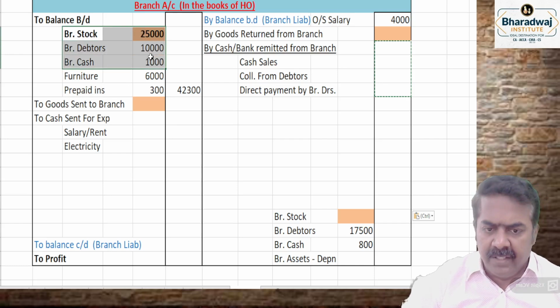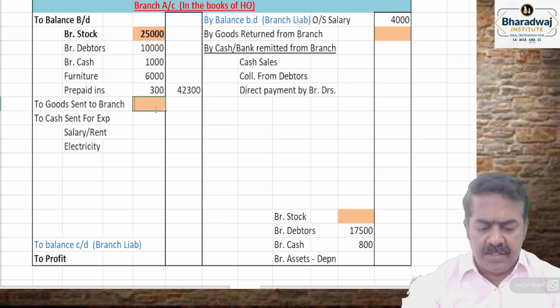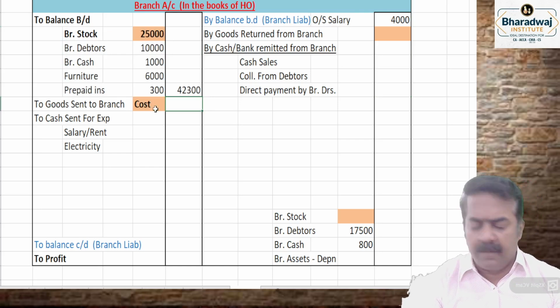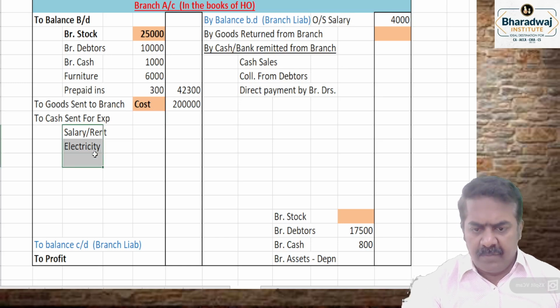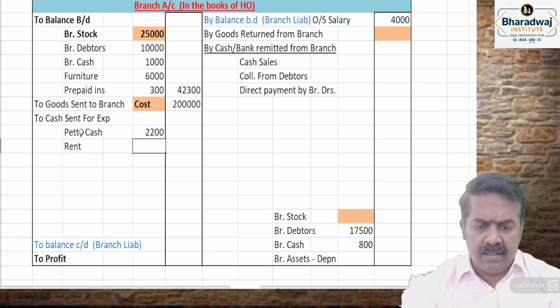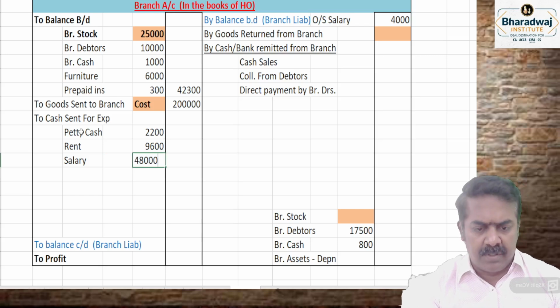Opening stock, opening debtors, opening cash, opening furniture, prepaid insurance, we recorded. Goods sent to branch at cost is only given. What is the goods sent to branch given? 2 lakhs. Head office paid expenses. What are the expenses? Petty cash. How much is sent? 2,200. Then what all they paid? Rent. How much they paid? 812. I hope they paid for the 9,600. Then salary 48,000.